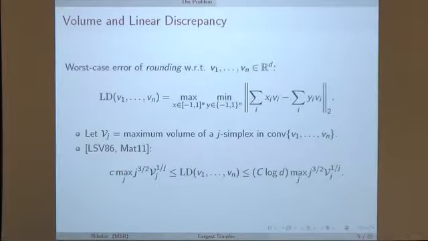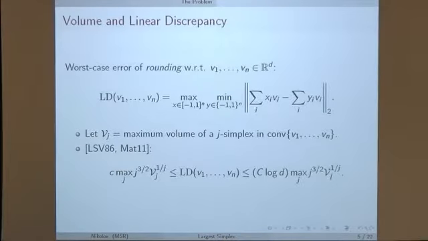But our goal is to round these things to plus minus 1, so to the integer endpoints, so that the linear combination with the given real coefficients is close to the linear combination with the rounded coefficients. And we say we are measuring closeness in Euclidean norm. So linear discrepancy, for a fixed set of vectors, is the worst-case error over all possible linear combinations for rounding. Does this make sense?